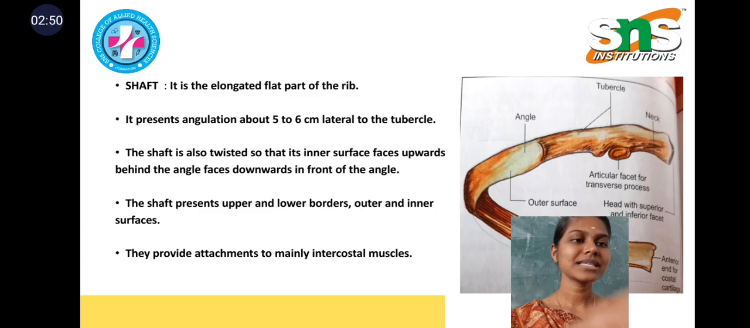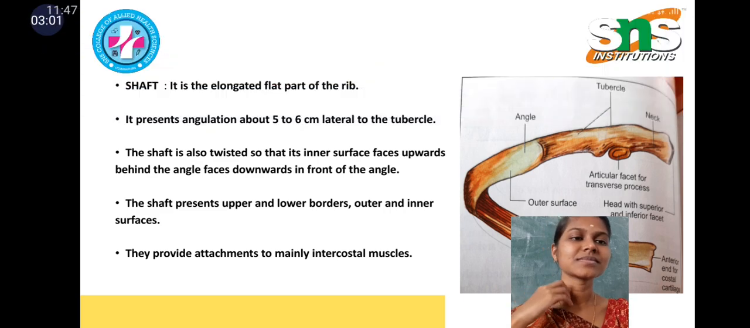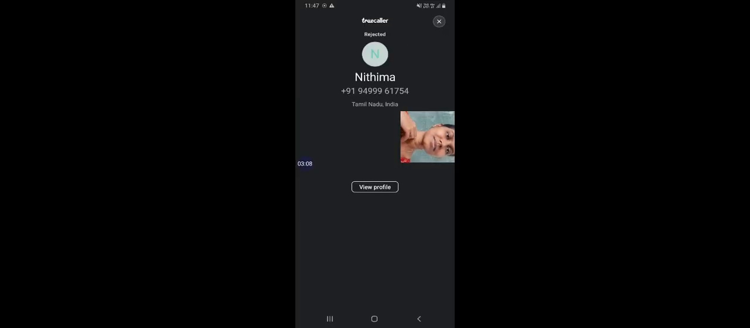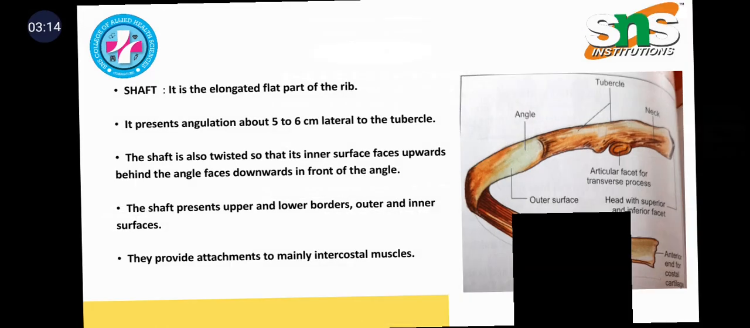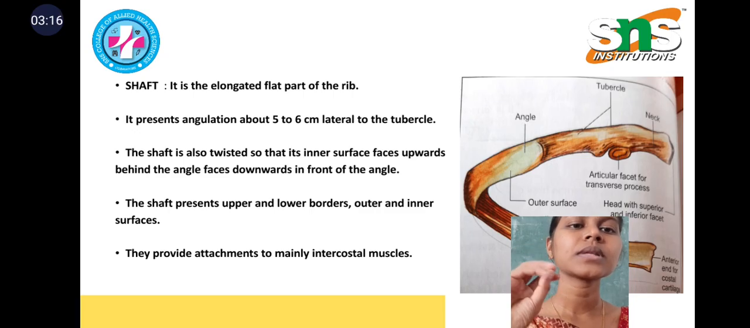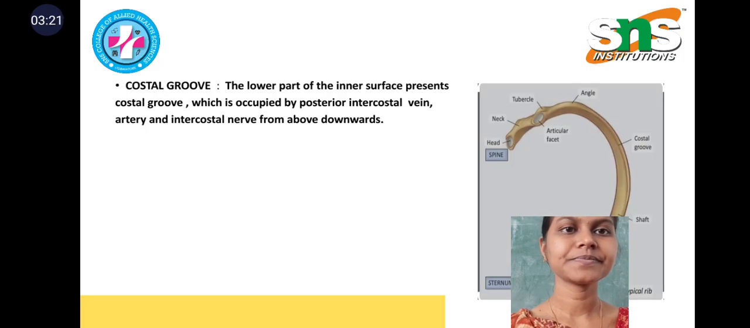The shaft is the elongated part of the rib. It is 5 to 6 centimeters. It has a twist in it. The shaft presents upper and lower borders, and inner and outer surfaces. They provide attachment mainly to the intercostal muscles.